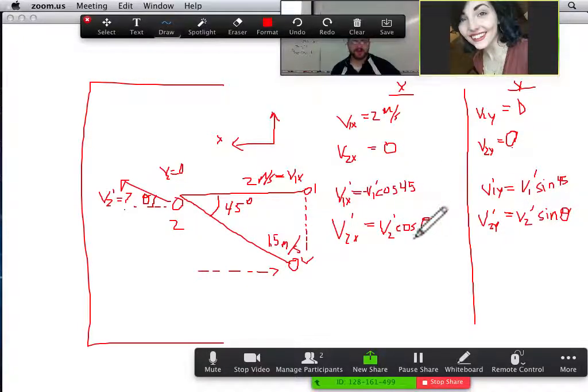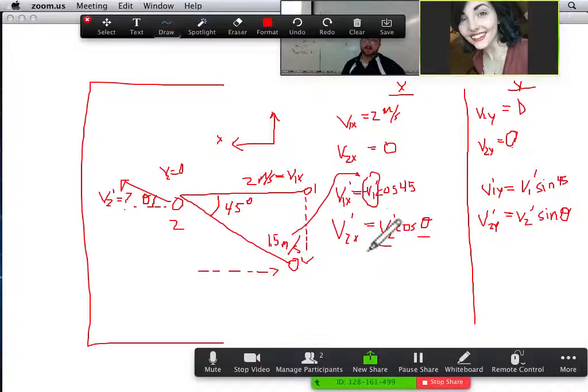Now this is kind of getting crazy, because now we have all kinds of things. We don't know what theta is. We don't know what velocity 2 prime is. But we do know velocity 1 prime. We know the final velocity coming out is 1.5 meters per second. So that's this right here. The 1.5 meters per second goes right there, right? So we do know that. We also know the velocity 1. We know the initial velocity, so that's good.